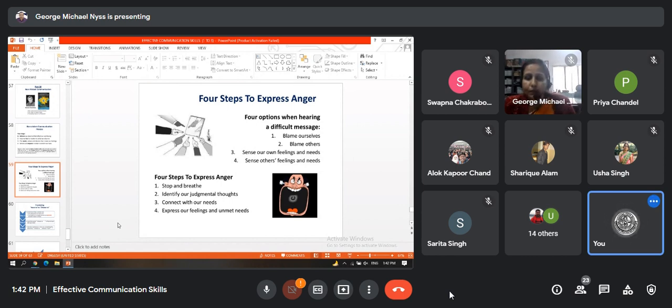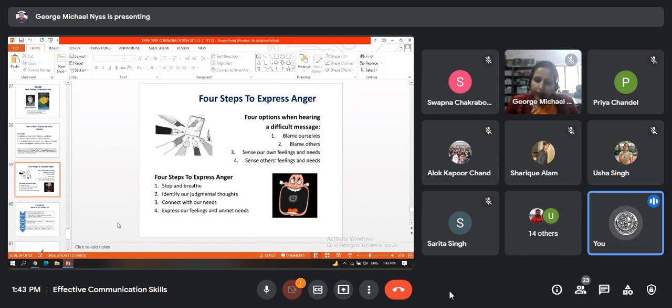And these steps to express anger: first, you should not be angry, and how to control the anger, and how to express the anger. I'm sharing 4 tips with you. First, stop and breathe. After that, identify your judgmental thoughts, connect with our needs, and express our feelings and unmet needs. So these are some steps that you can use to express your anger. Don't panic, don't be angry suddenly. Try to follow these steps, try to follow these rules.